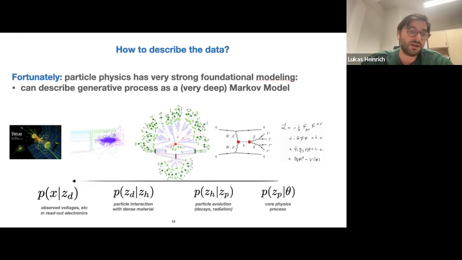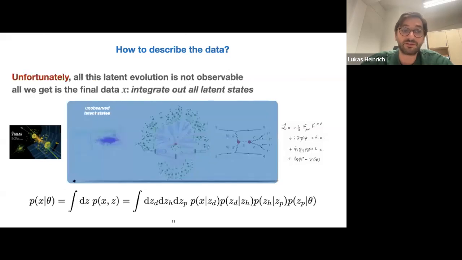It's very powerful. But there's a caveat, because unfortunately, all of this evolution that we know about theoretically is latent. It's not something that we observe. All we get as experimentalists is the voltages that happen at the very end. This is the stuff that we read out. But all these intermediate steps that are part of this Markov graph are things that we're not observing. And so this is stuff that we need to integrate over.